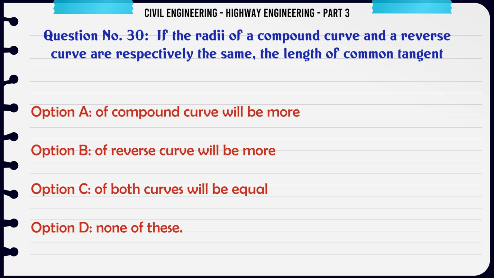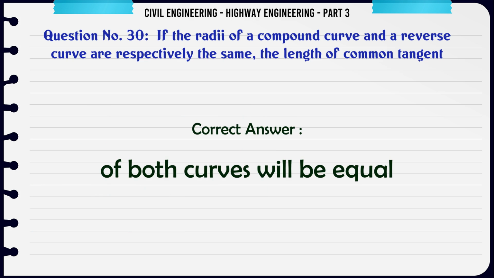If the radii of a compound curve and a reverse curve are respectively the same, the length of common tangent A. of compound curve will be more, B. of reverse curve will be more, C. of both curves will be equal, D. none of these. The correct answer is of both curves will be equal.